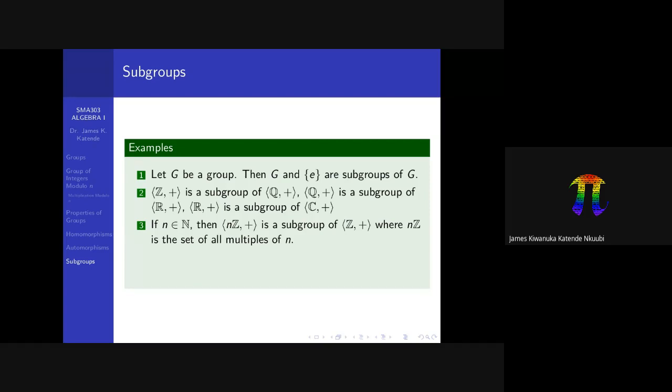So for instance, multiples of 2 will be written as 2k, where k is an integer. Are we together up to that point? Okay, then the next one says the following.